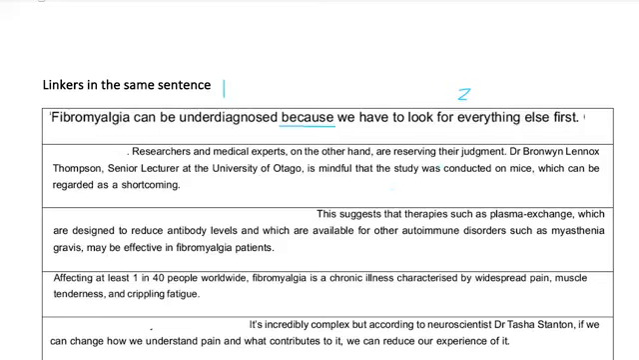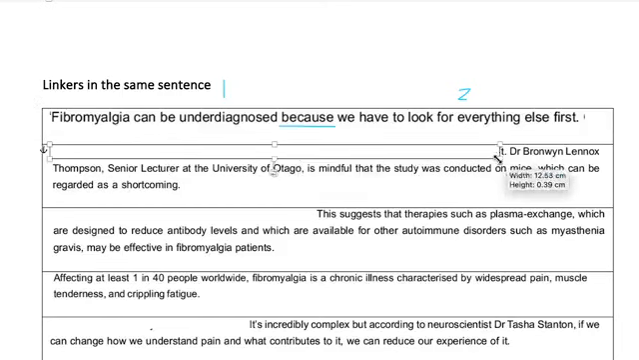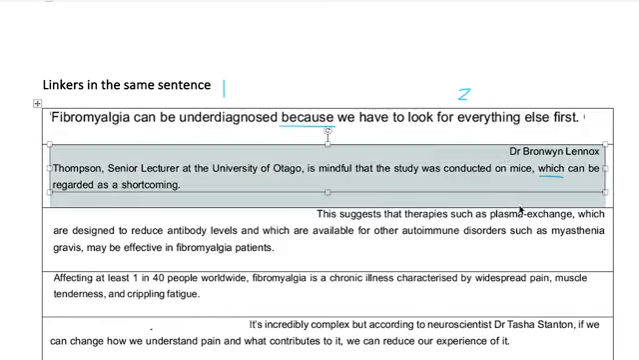Okay, but if we look at this bit, Dr. Bronwyn Lennox Thompson, senior lecturer at the University of Otago, is mindful that the study was conducted on mice, which can be regarded as a shortcoming. So this is an example of referencing and sentence structure coming together. Can you remember what this is called? All right, this is called a relative clause. We don't need this bit at the moment. Let me just pull that across. Okay, this is called a relative clause.